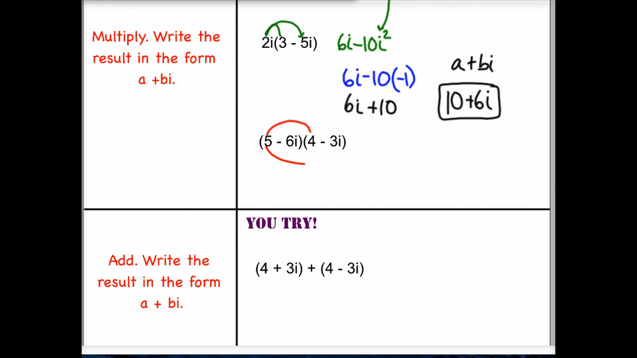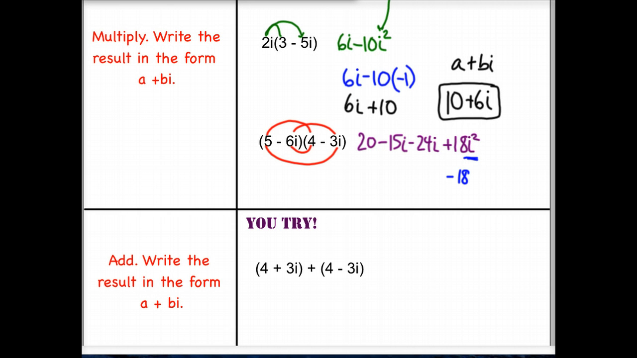So first, outside, inside, last. So our first terms would be 20. Outside, 5 times negative 3i is negative 15i. Inside is negative 6i times 4, which is negative 24i. And then negative 6i times negative 3i is plus 18i squared. I want you to notice that we have i squared, and that's negative 1. So what we really have here is negative 18.